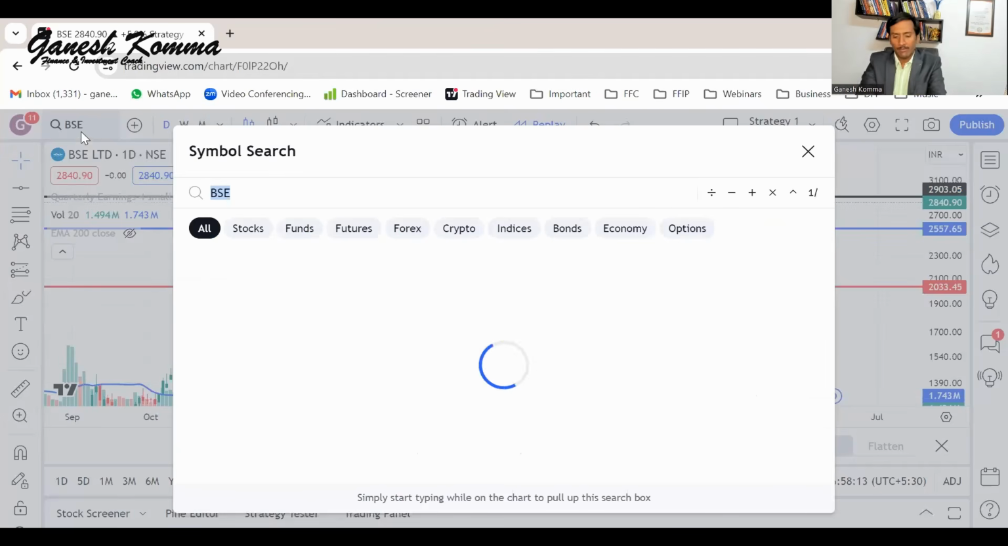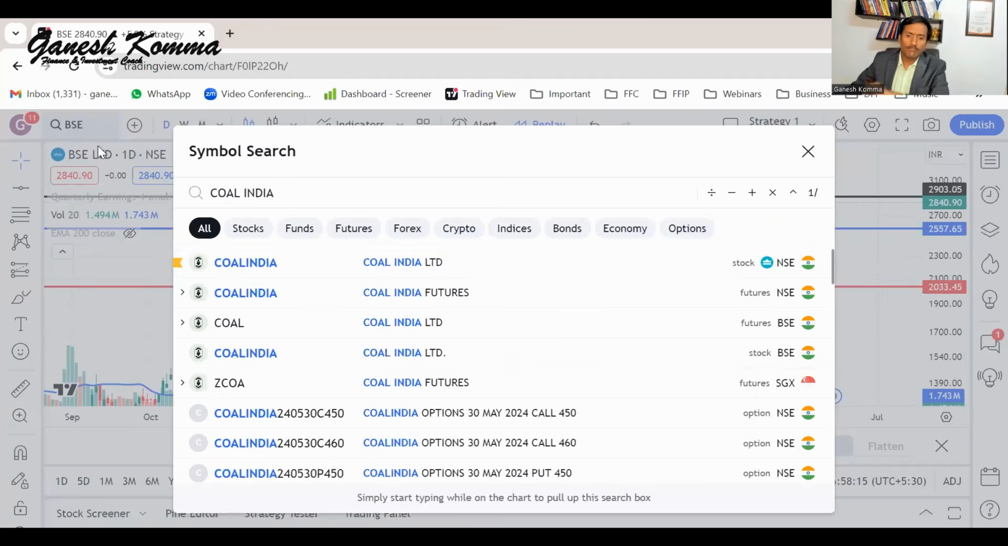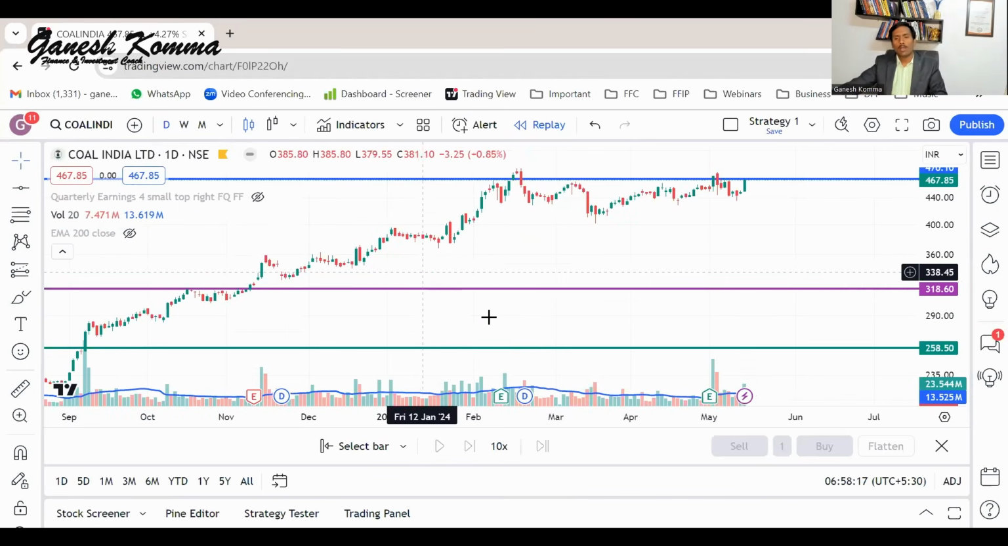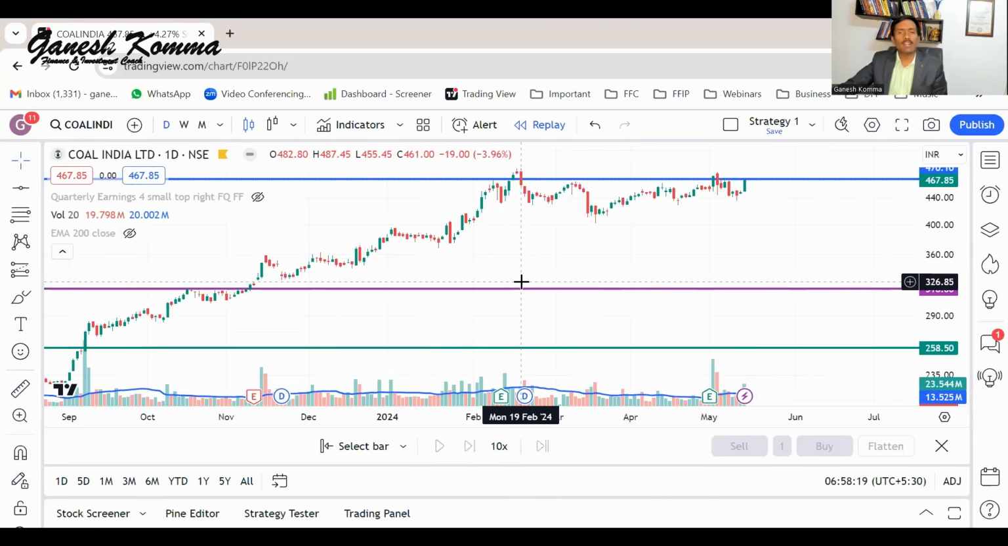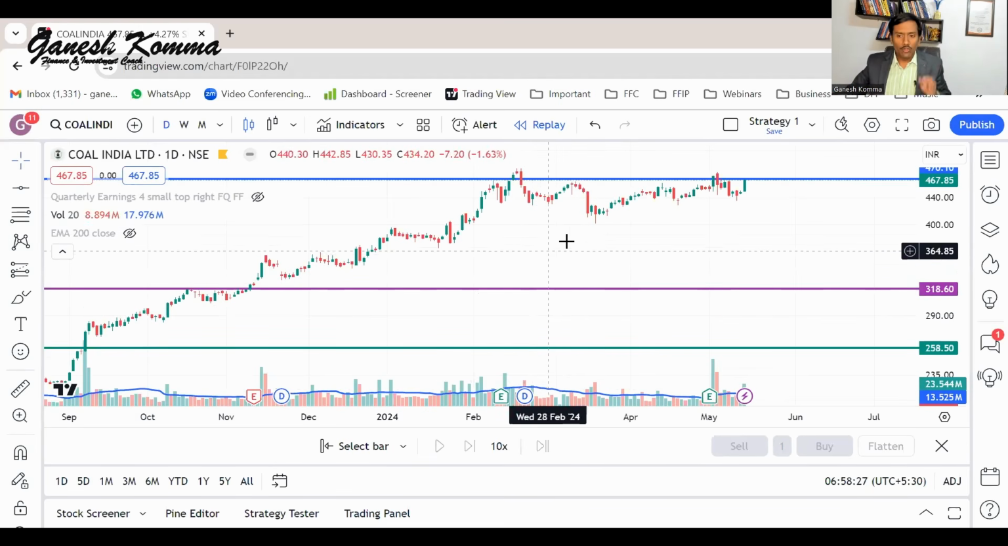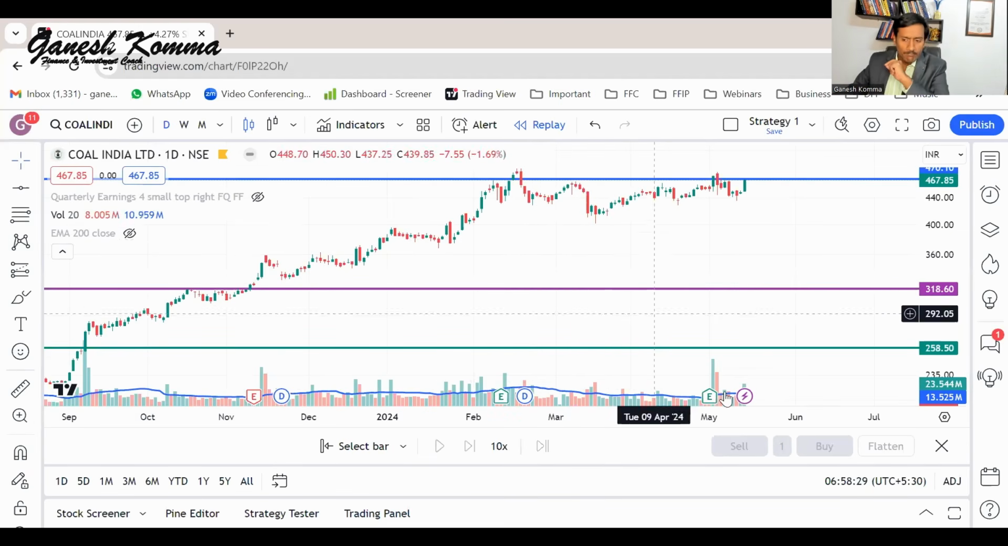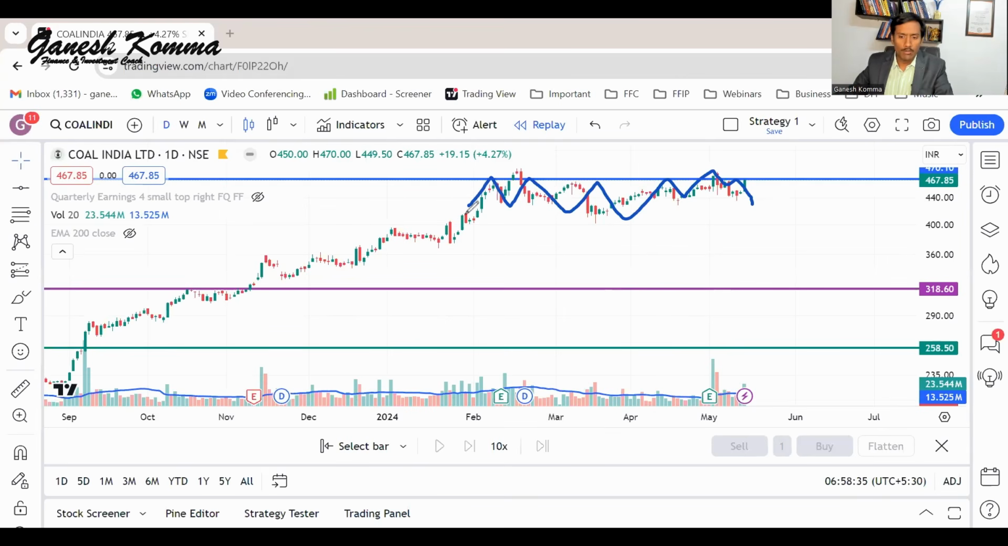Let me take more examples. Let me take Coal India. Coal India is one of the stocks that is a more dividend yielding company, almost every year with a dividend yield of around 5.48 percent. Right now, if you see the setup, it is almost in the sideways zone, from almost your February levels.